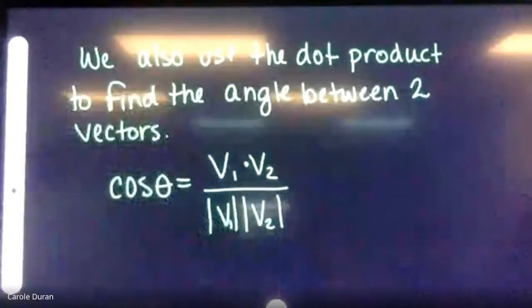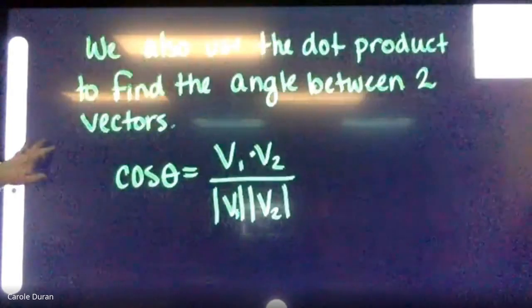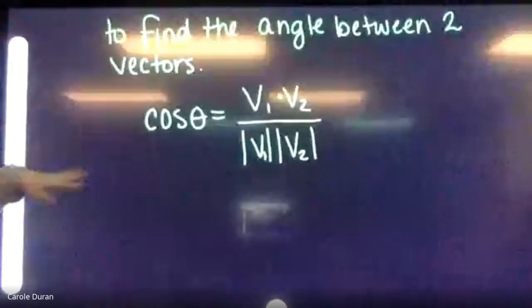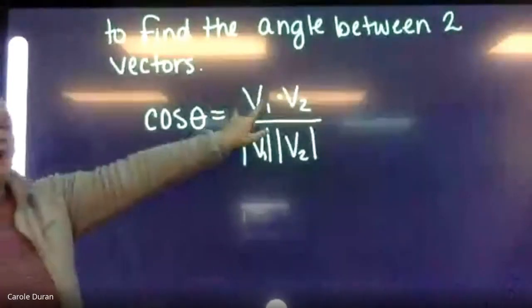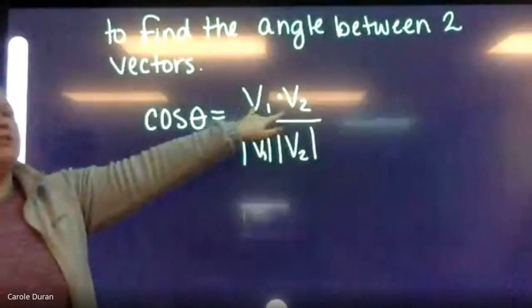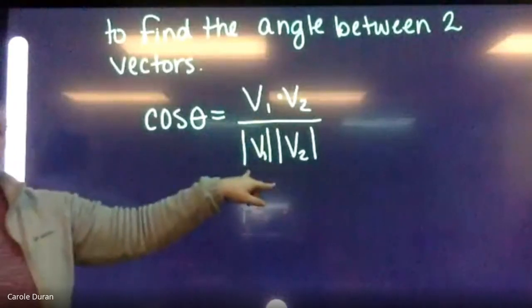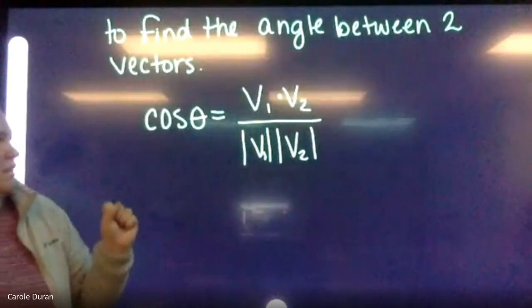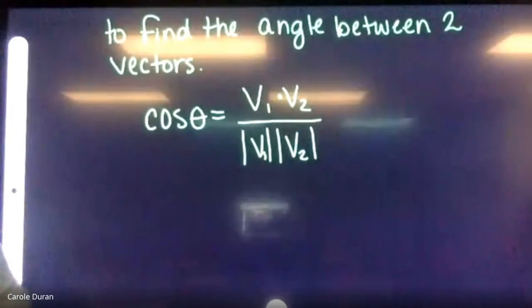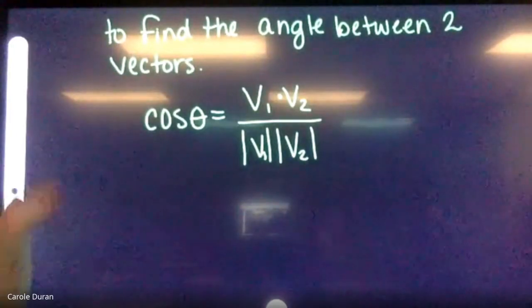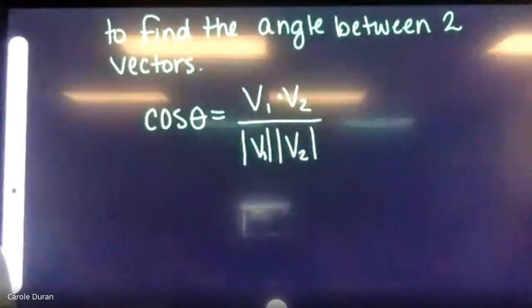So the equation we're going to use to determine the angle between two vectors is cosine of theta equals the dot product of my two vectors over the product of their magnitudes. Don't worry, we are going to do an example. This is honestly the hardest that it gets for vectors. This part right here. It doesn't look that bad though.